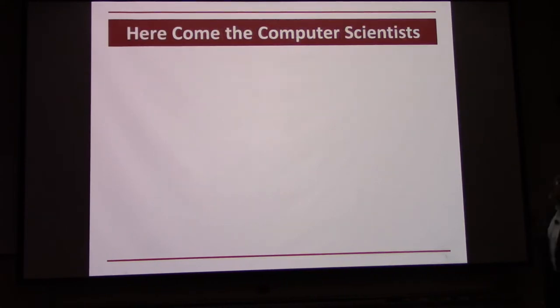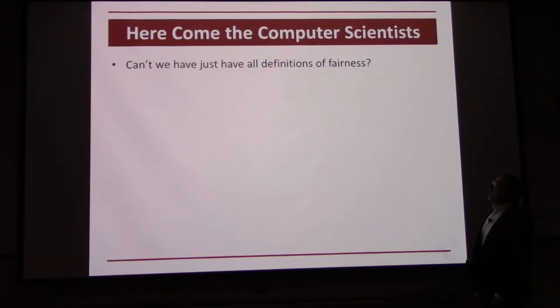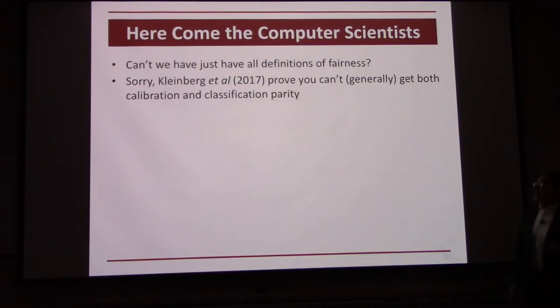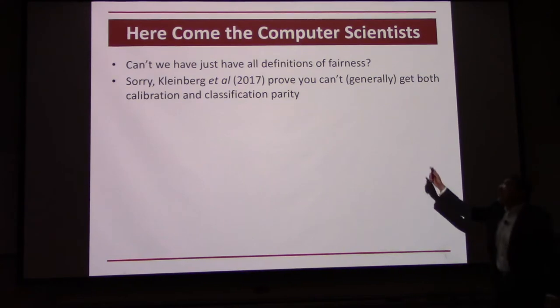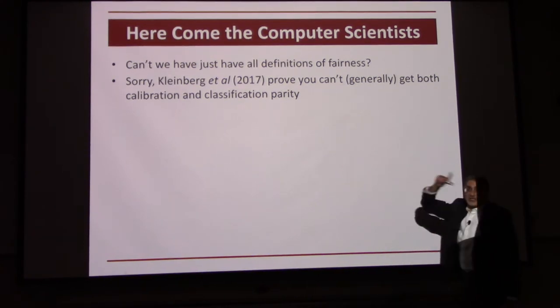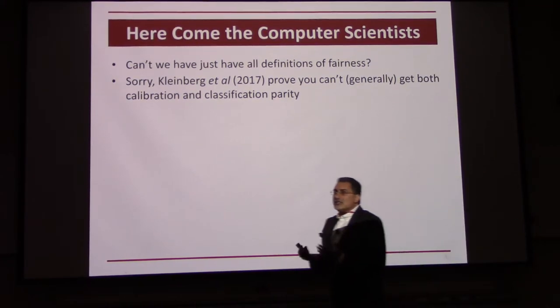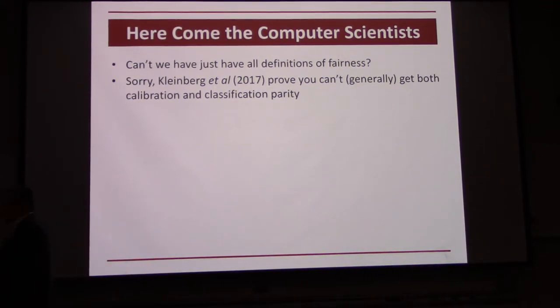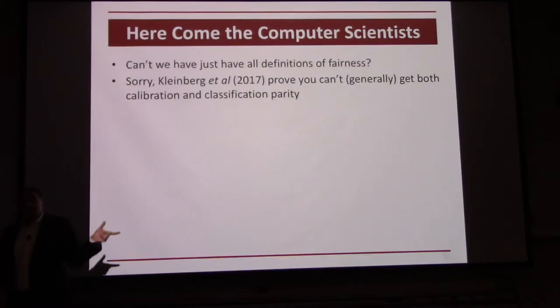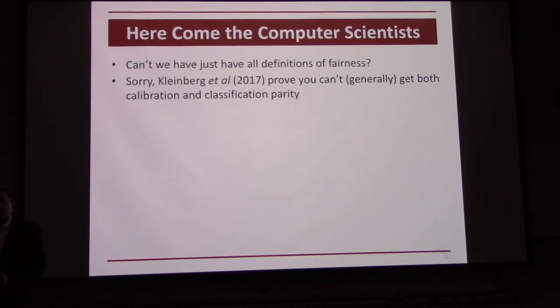How does that happen? Then the computer scientists come along and say, hey, you know what? Let's just take all the definitions and optimize them all at once. Wouldn't that be great? Yeah, it would be great, except it's mathematically impossible. Okay? So John Kleinberg and friends, Kleinberg's actually a theoretical computer scientist at Cornell, actually proves that you can't simultaneously satisfy all these definitions. Specifically, they look at calibration and classification accuracy, which are two of the ones that we looked at, or classification parity, that seem eminently reasonable in and of themselves. They're just not simultaneously optimizable.